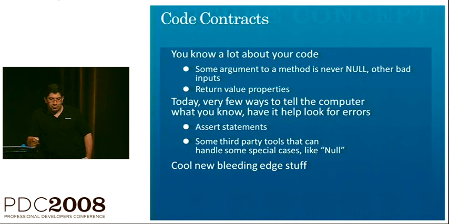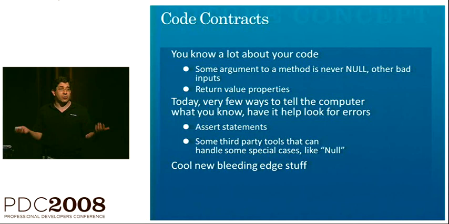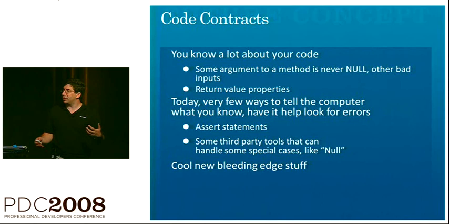So you know a lot about your code. You know things like some argument to a method is never null. You may know some things about bad inputs. You might know that an input is always greater than or equal to zero. You might know that some array always has at least one element in it. Lots of stuff that you know. You don't have any way really to tell the compiler about that today, right? You can do a few things. You can do assert statements, and those will check during your debug runs whether something is wrong. But it's a really fairly weak way of telling the compiler all the stuff you know.